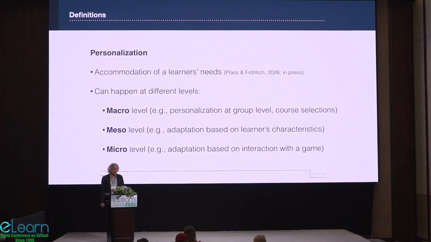We typically talk about personalization in very broad terms when we accommodate a particular learner's need, whatever that might be. And it can happen at different levels. It can happen at a macro level. That's when we personalize at a group level. For instance, I select a certain course, or the system recommends I take a certain course. It can happen at a meso level, when I have certain learner characteristics. I might choose to take a certain class as a prerequisite, or I might have a certain module within the class. And then what we're interested in is the micro level. That happens based on the interaction with the game, with the system that I'm currently learning with. So game should actually be replaced by system, learning system.